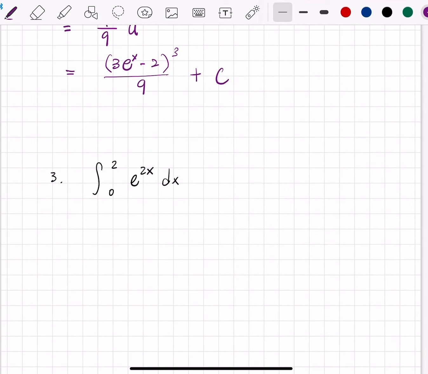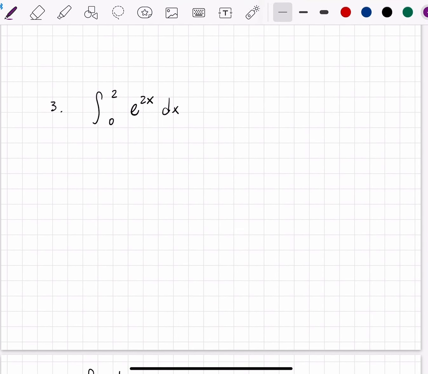Next one, this is a definite integral. We want to integrate from 0 to 2 of e to the 2x dx. It is really not too easy to see, but we still have an inner and outer function. The inner is 2x, the outer is e to a certain power. So we're still going to do the u substitution. Let u equal 2x. Then du equals 2dx, or dx is equal to 1/2 du.